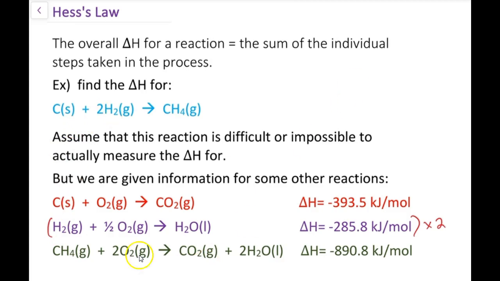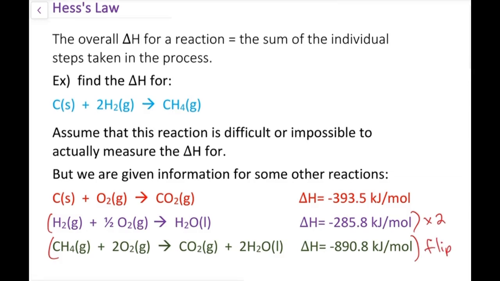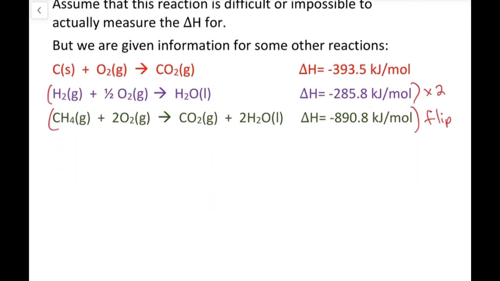And then finally, this last reaction has CH4 in it. It has 1 mole of CH4 just like our overall reaction does, but it has it on the wrong side. So what we're going to be able to do then is, instead of multiplying this one by 2, we are going to flip it, meaning we're going to write the exact opposite reaction. Okay, and so let's go through this and show you what this looks like.